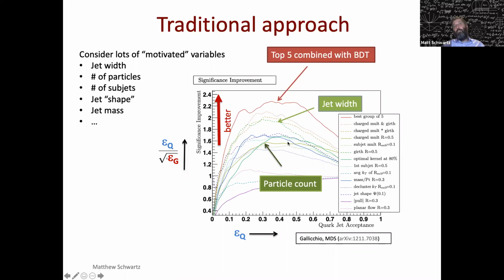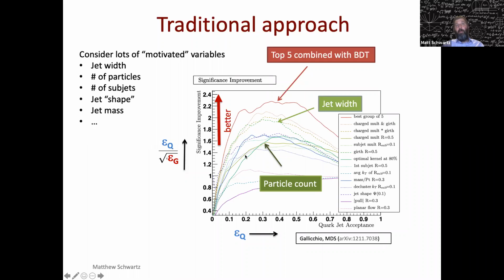This plot just shows a few of these, so I should explain it. This is like a ROC curve, a receiver operator characteristic, but instead of plotting the signal efficiency versus the background efficiency, I plot the signal efficiency divided by the square root of the background efficiency. So this is roughly a proxy for significance. The higher this curve, the more significance improvement you would get by using that combined observable for discrimination.